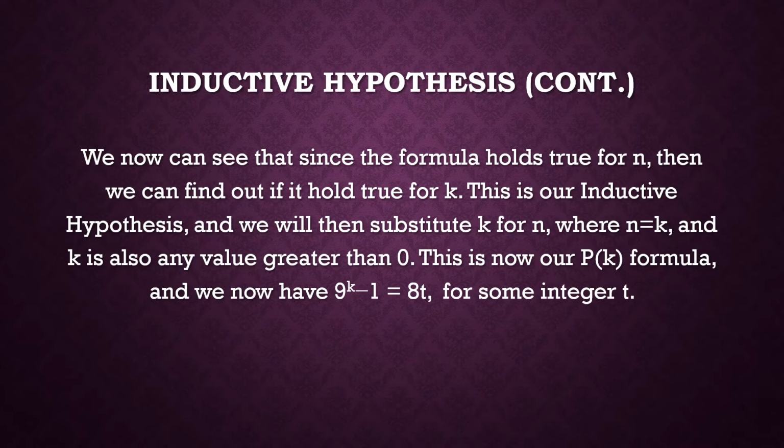We now can see that since the formula holds true for n, then we can find out if it holds true for k. This is our inductive hypothesis. And we then substitute k for n, and when substituting in k for n, we also find that k is any value greater than 0, similar to n. This is our p of k formula. Our formula now reads 9 to the k power minus 1 is equal to 8t for some integer t.